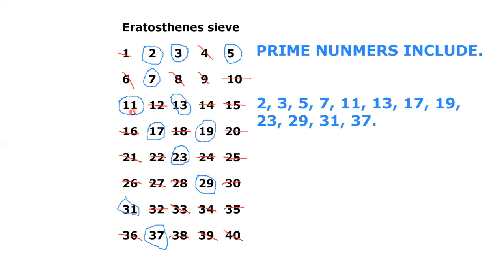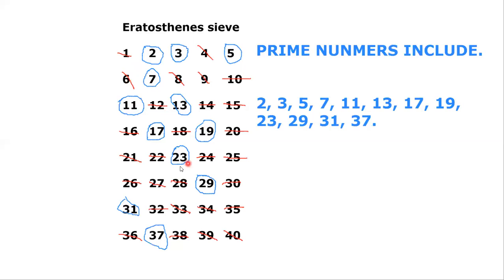You circle the next number that is not cancelled, and then you cancel all the multiples of 11. And then you circle the next number that is not cancelled, that is 13. You cancel all the multiples of 13. You circle the next number that is not cancelled, and that's 17. You cancel all the multiples of 17. You circle the next number that is not cancelled, and that is 19. You cancel all the multiples of 19.